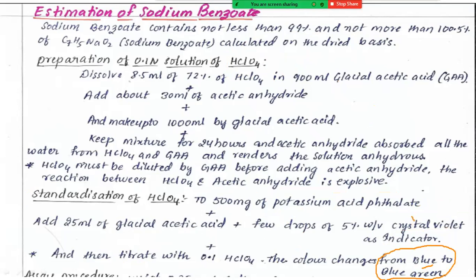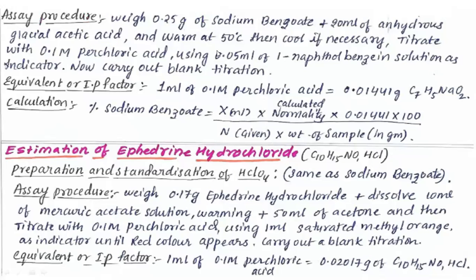So when we are adding crystal violet indicator, that means now perchloric acid is standardized. Now it is ready to estimate sodium benzoate. In the coming assay process, we'll be learning about how this perchloric acid will be estimating sodium benzoate.